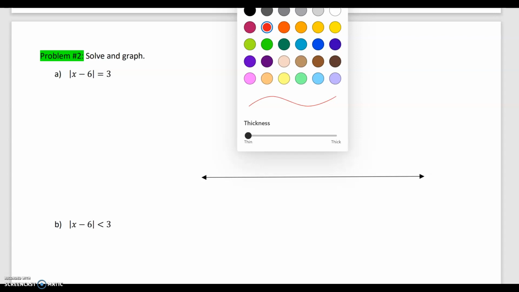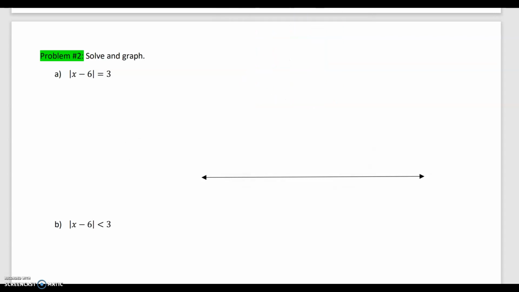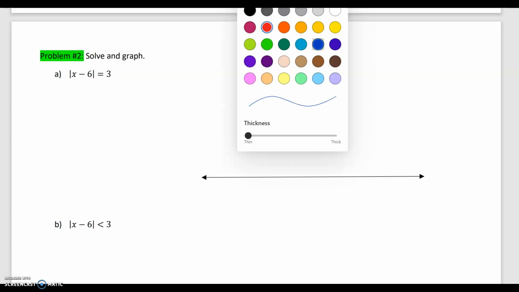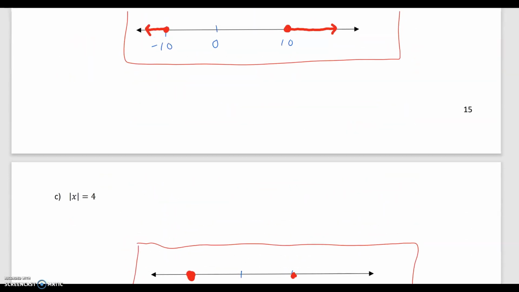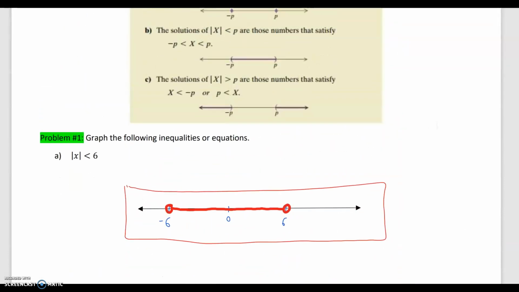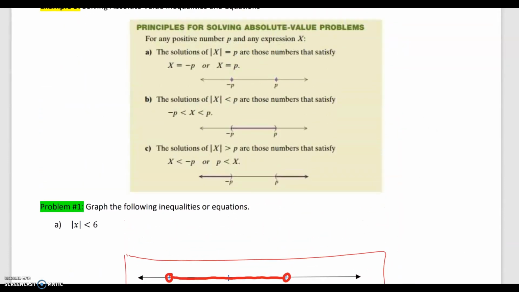Hi class, we need to take a look at problem 2, and it has several of almost the same problem, but they're all slightly different. Now, as you're going to solve the first equation, this is an absolute value equation, and let me just reference you to the formulas. So for an equation, you're looking at the boundaries.